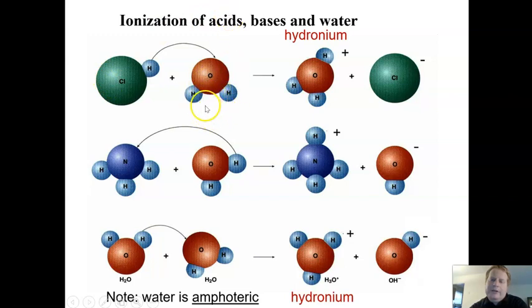base for accepting the proton, conjugate acid, because this was a base, this becomes its conjugate acid, and going the other way, this would be the proton acceptor, so this would be the conjugate base.